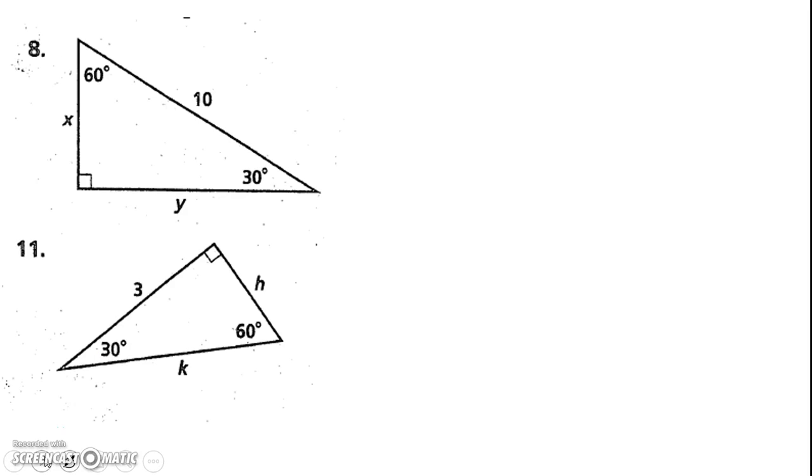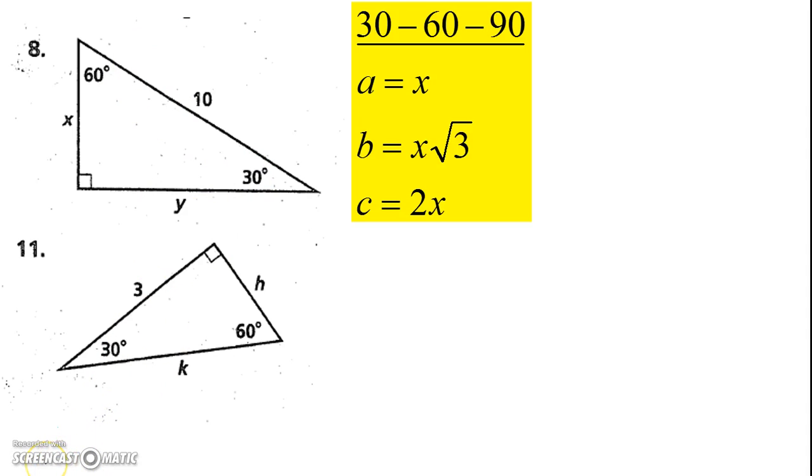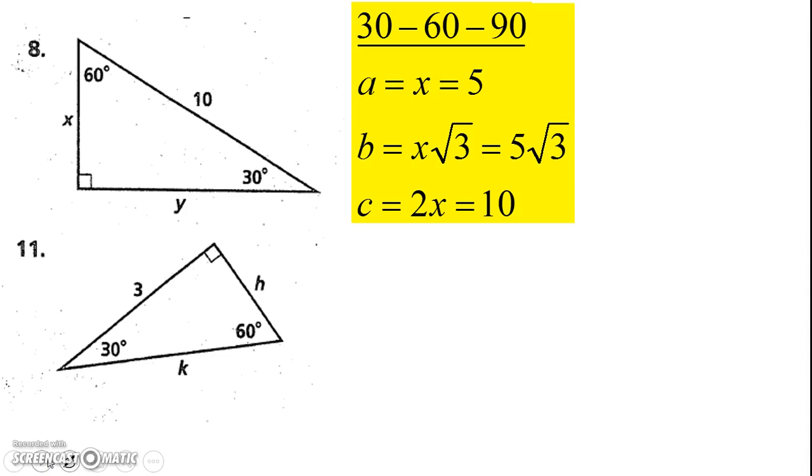Let's look at another one. Number 8. What kind of triangle is it? 30, 60, 90. Which piece do I know? Do I know A, B, or C? Again, I know C is 10, so I set it equal to 10. And then that means if I solve for X, X equals 5, that's A. And then B would be 5 root 3. So again, don't get wrapped up in the letters that are on the drawing. Worry about what's in your formula and what you know.